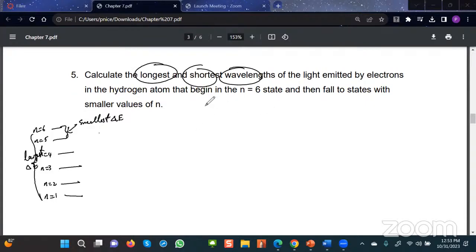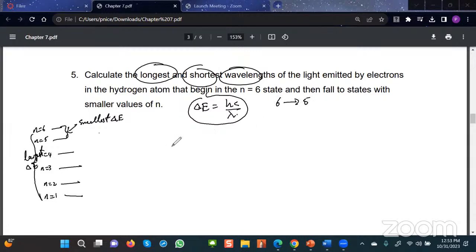Now, one of the equations I showed you earlier was this. Delta E is equal to hc over lambda, right? And if you examine this equation carefully, you'll see that there's an inverse relationship between delta E and lambda, right? Basically, the shorter the energy gap, the longer the wavelength, and vice versa. All right? So the question is asking for, let's start off with the longest, which would correspond to the shortest energy gap, right? So we're talking about going from 6 to 5, all right?